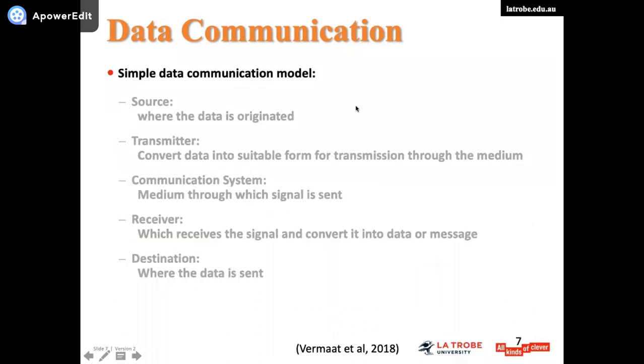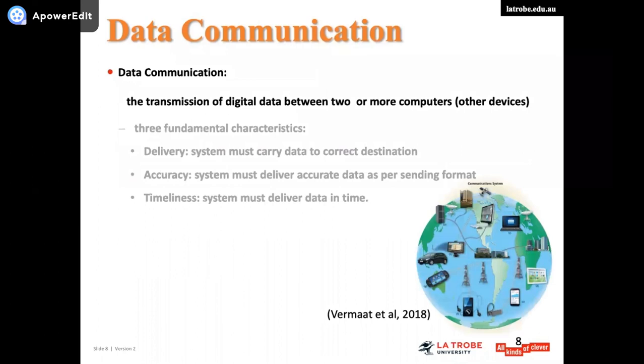So here's the explanation of each part, which we have introduced already. What is data communication? How can we define data communication? The definition is quite simple. It is the transmission of digital data between 2 or more computers or other devices.